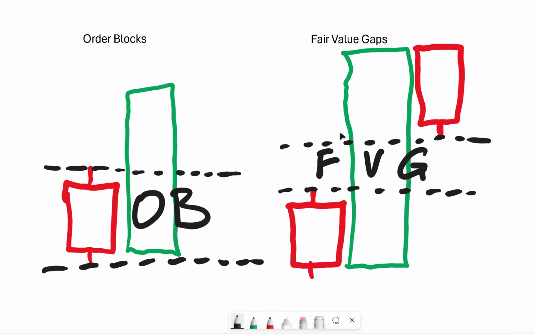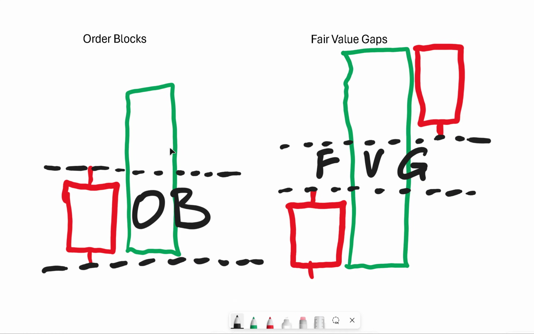Fair value gaps. With fair value gaps, you're going to have an order block and you're going to have that third candle. With a fair value gap, you want to focus on the first candle and the third candle. You want to see that gap in between the wick of the first candle, like this one, and the wick of the third candle. That gap in between is your fair value gap.